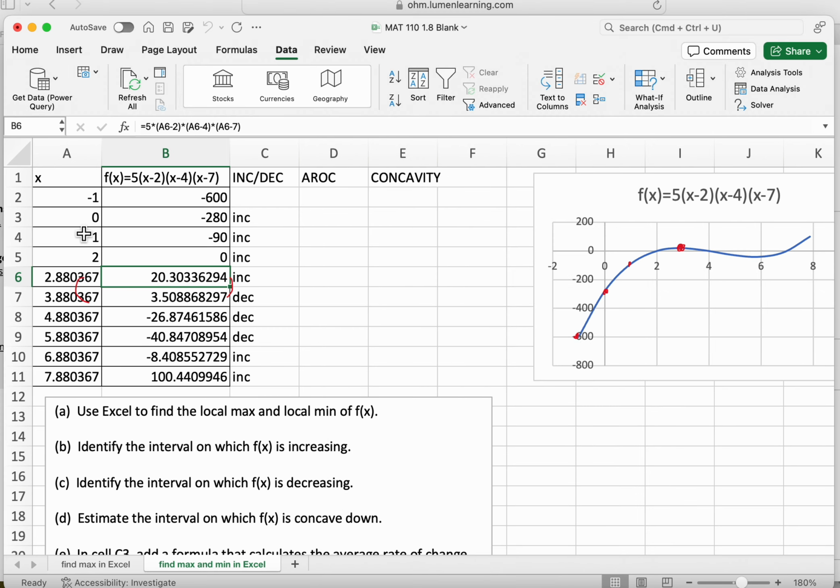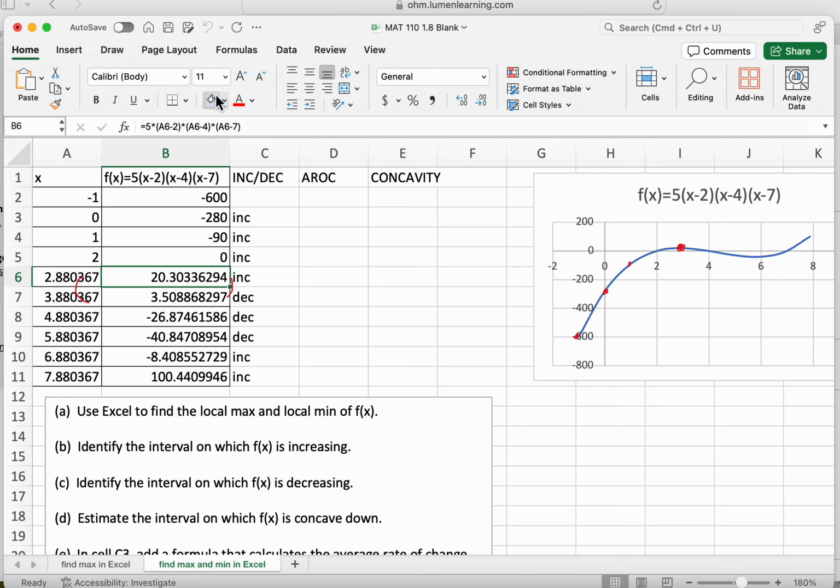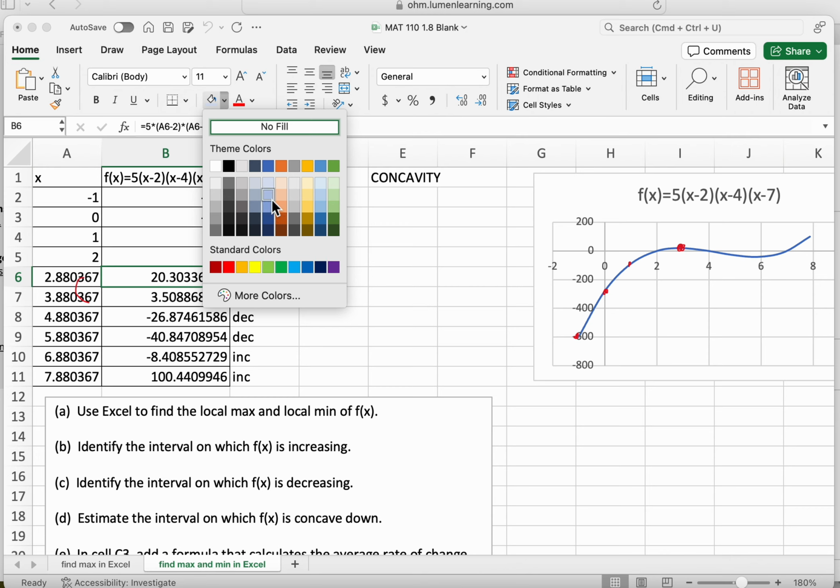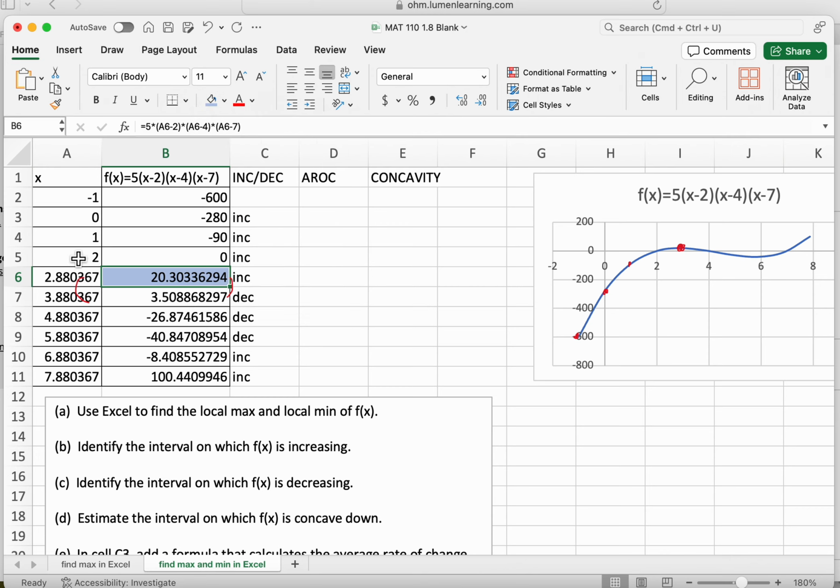Okay. So I can see here that when I have an x value of 2.88, my maximum value is 20.3033, okay? And so that is pretty close to 3, but if I want to write where the actual x value is, I have to use solver. We'll fill this in later.